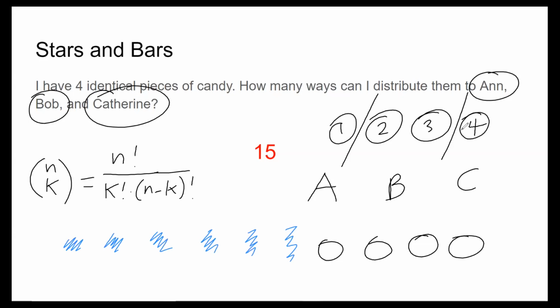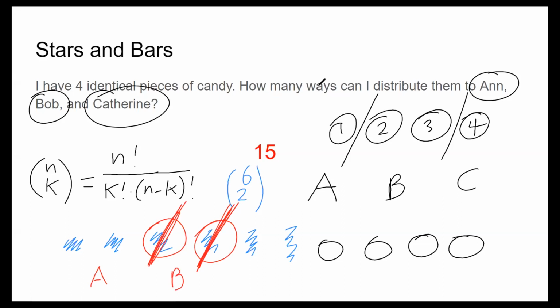So if we have 6 objects in total, and we have to choose 2 of these blue things to make sticks. So whatever pair we choose gets turned into sticks. For example, if I choose this and this, then that means these are turned into sticks. And that means that Anne gets 2 candies, Bob gets 0 candies, and Catherine gets 2 candies.